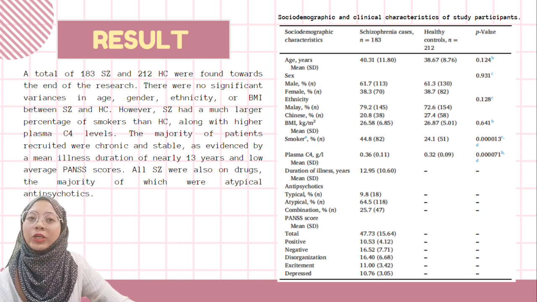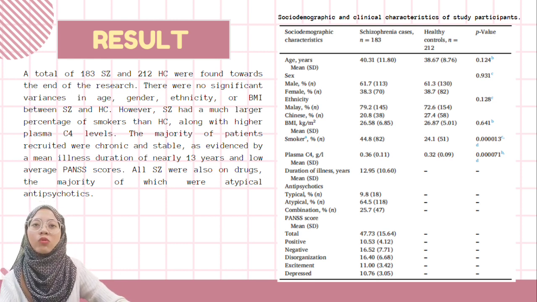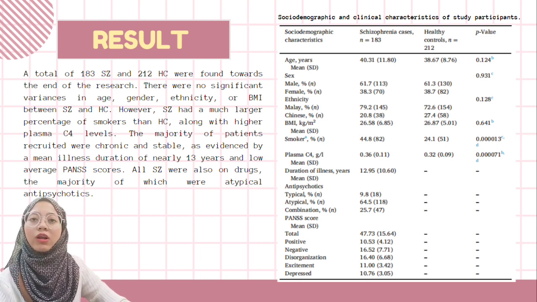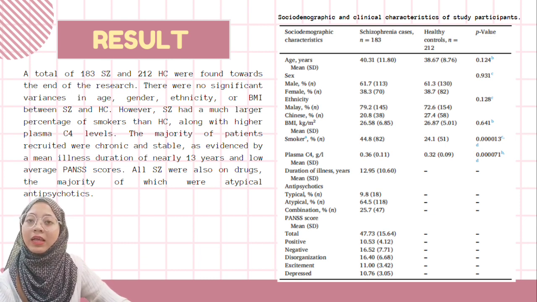The majority of patients recruited were chronic and stable, as evidenced by a mean illness duration of nearly 13 years and low average PANSS scores. All SZ cases were also on drugs, the majority of which were atypical antipsychotics.